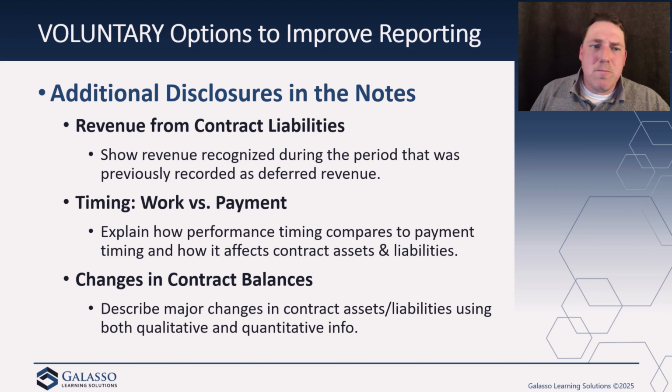Final kind of suggestion from the paper, and I don't know if this actually solves the buried in disclosures issue that I mentioned before, but the paper does offer, again, that voluntary option to expand disclosures to help users better reconcile retainage with contract assets and liabilities. These optional disclosures could include revenue recognized that was previously deferred, a reconciliation or comparison of performance timing versus payment timing, and then a qualitative and quantitative informational summary about changes in contract assets and liabilities, including retainage. Again, all of this to better help reconcile between the required disclosure and the face of the financial statements.